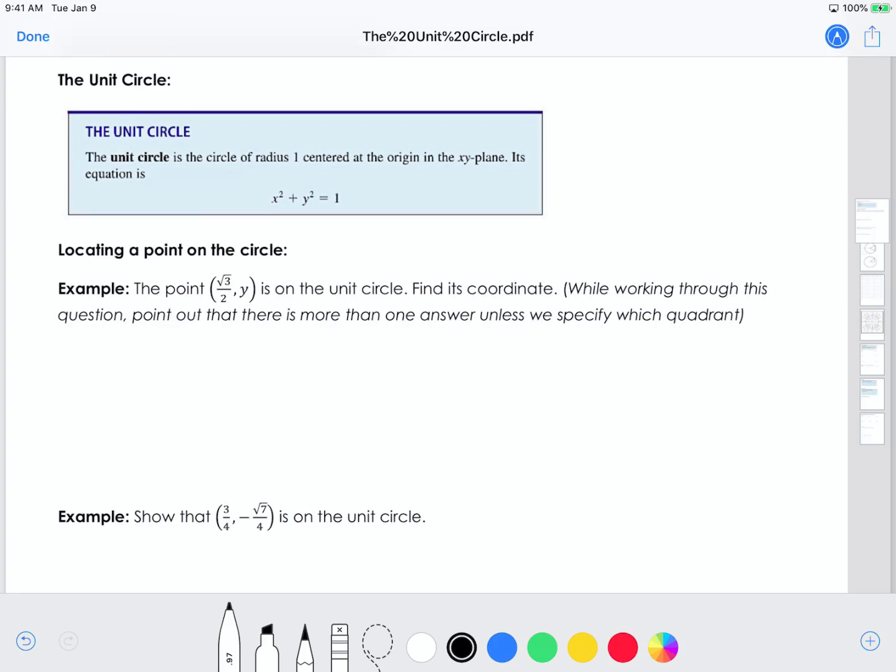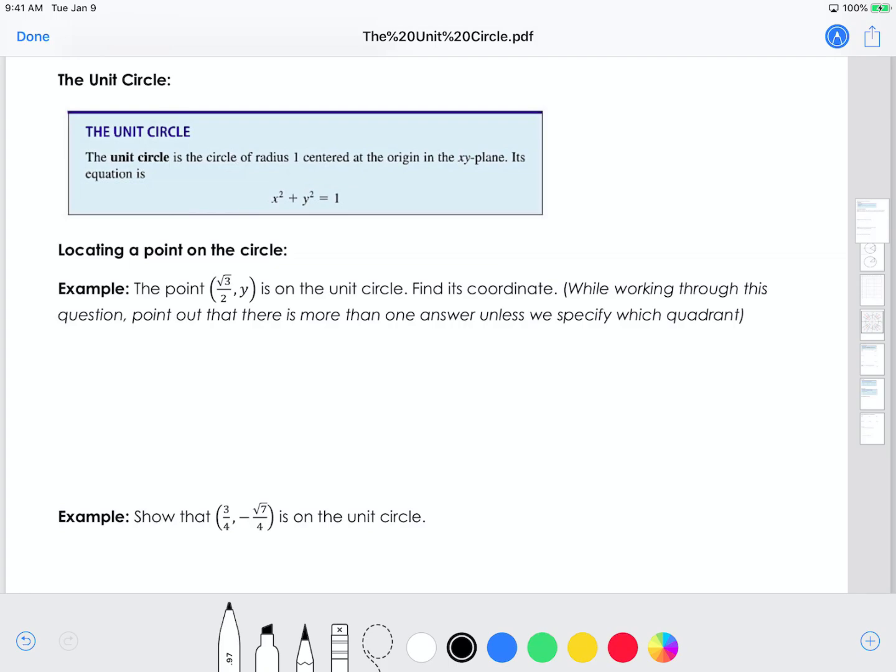In this lesson, we're going to discuss the unit circle. We are now going to define the trig functions using the unit circle rather than ratios of the lengths of the sides of right triangles. The values will still be the same, but now we're just going to look at it from a different perspective.